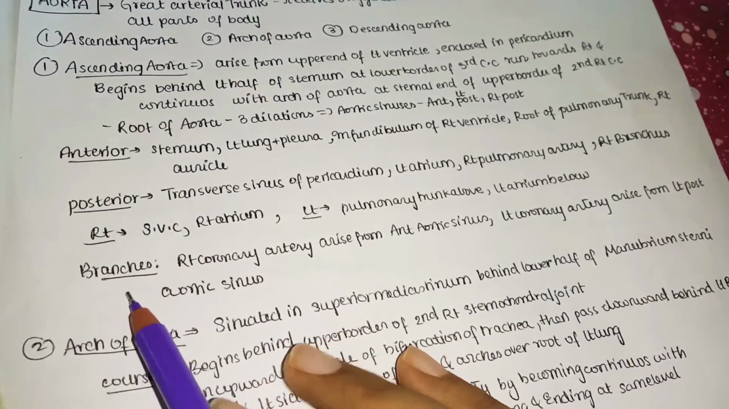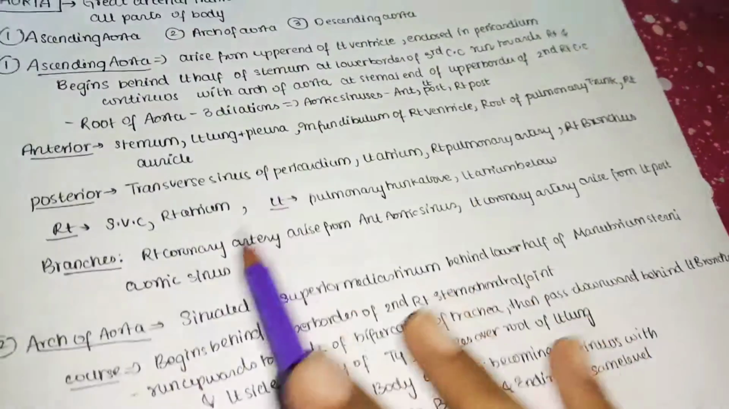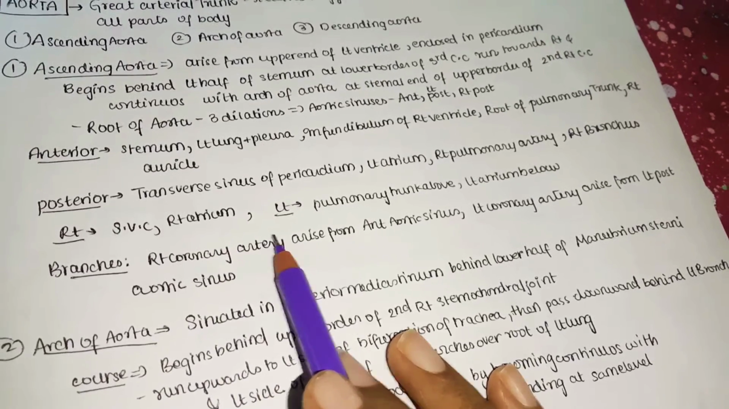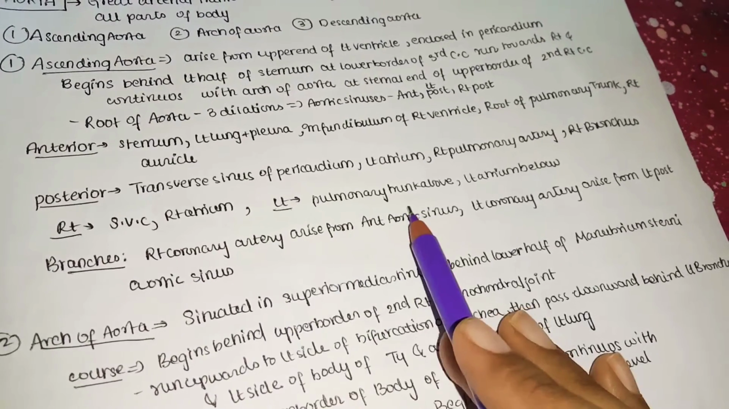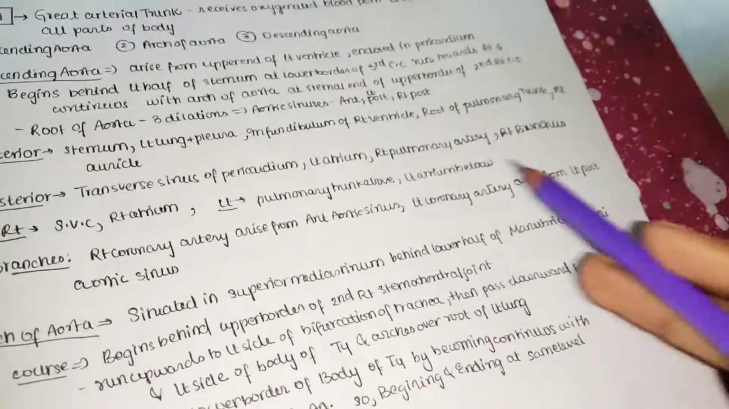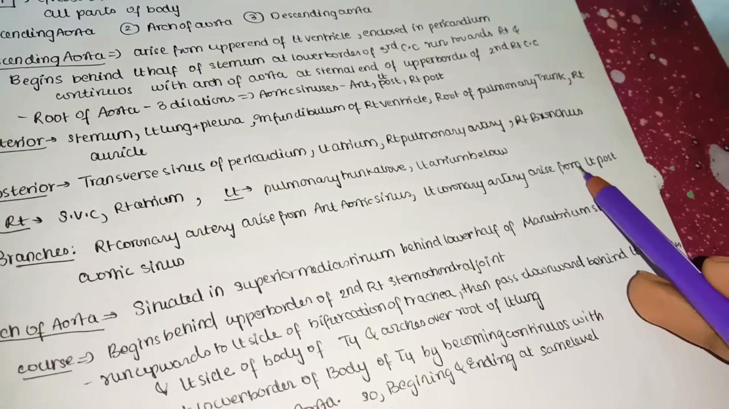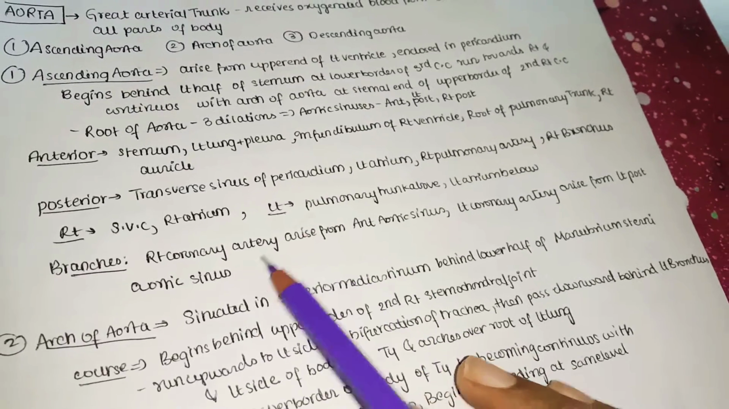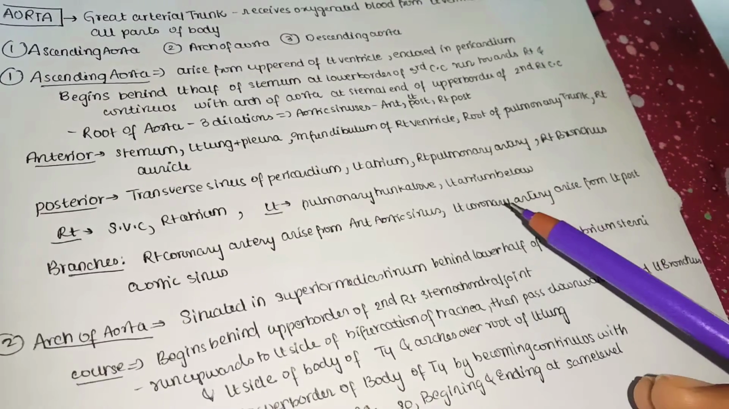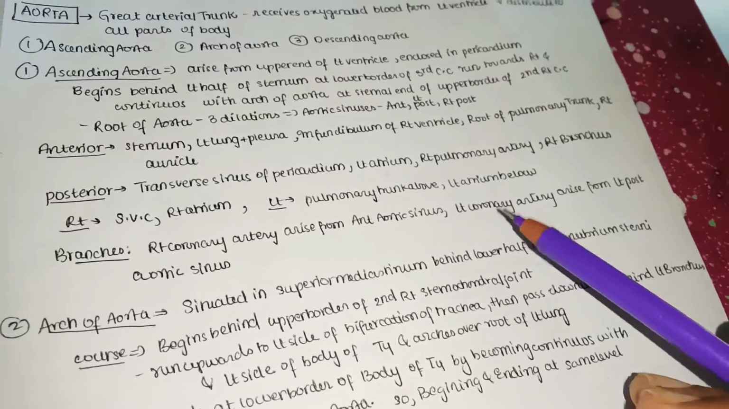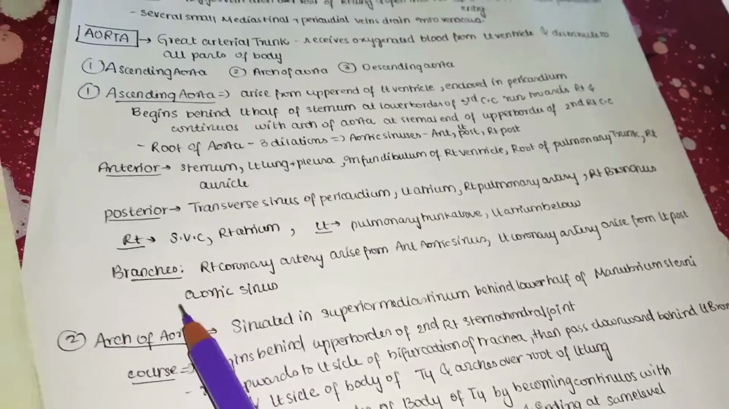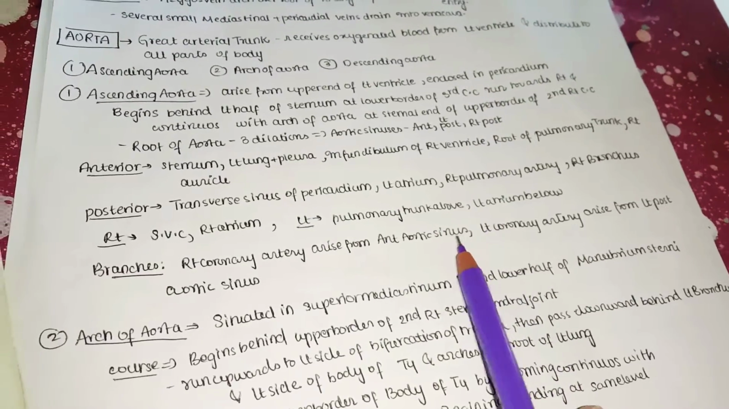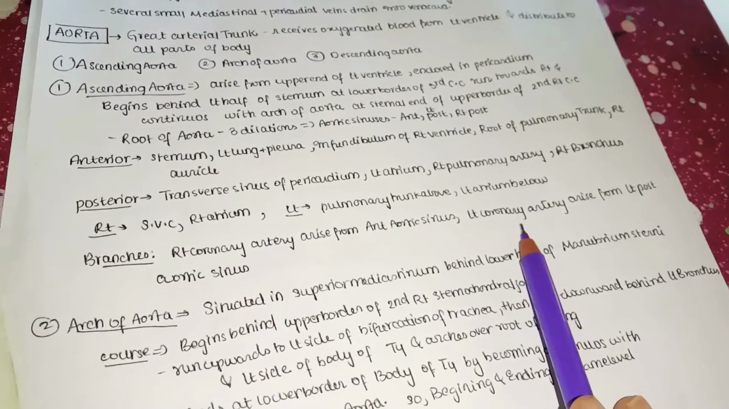So now we'll see what the branches of the ascending aorta are. The branches of the ascending aorta are mainly the right coronary artery, which arises from the anterior aortic sinus, whereas the left coronary artery arises from the left posterior aortic sinus. We have already seen the right and left coronary arteries in the video on arteries supplying the heart, where you can find that.